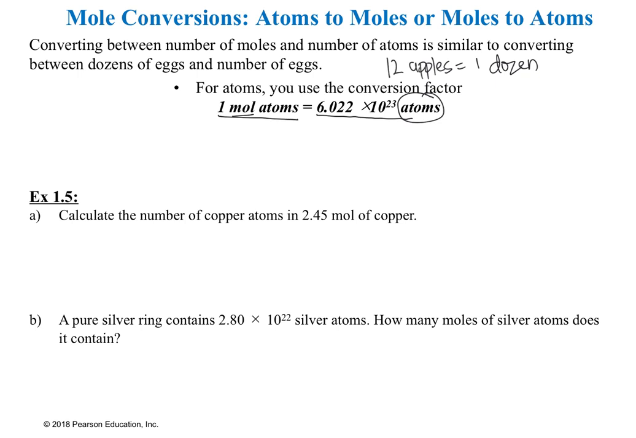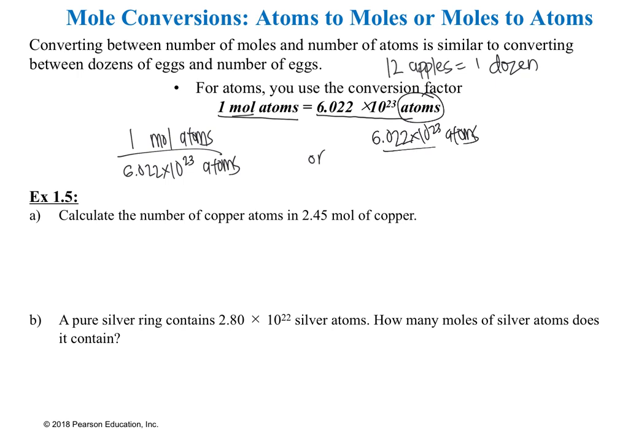So I could either say I have 1 mole of atoms or molecules per 6.022 times 10 to the 23rd atoms, or I could flip it and do 6.022 times 10 to the 23rd atoms per 1 mole of atoms. And it just depends on where you're going.